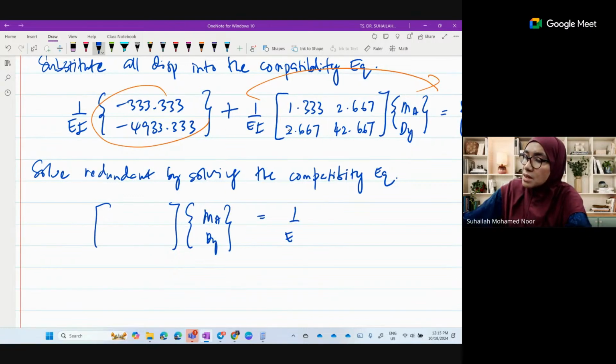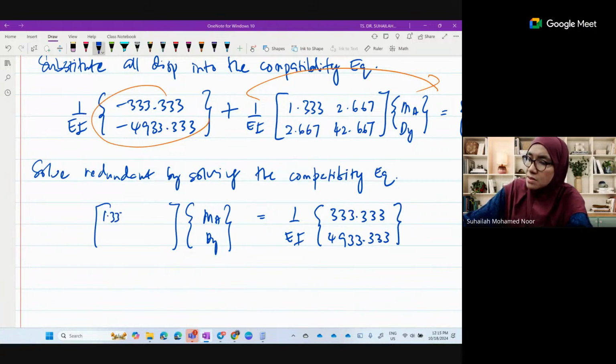1 over, tak ada EI dah lah. Yang ni dah boleh cancel EI lah. Tapi nak tulis dulu tak apa, nanti kita cancel. Okay, so sini jadi negatif, positif lah. Dah jadi positif, bawa sebelah sana kan. So jadi 333.333 and itu positif. 4933.333. Yang ni tadi adalah 1333, 2667, 2667, 42.667, so 1 over EI.